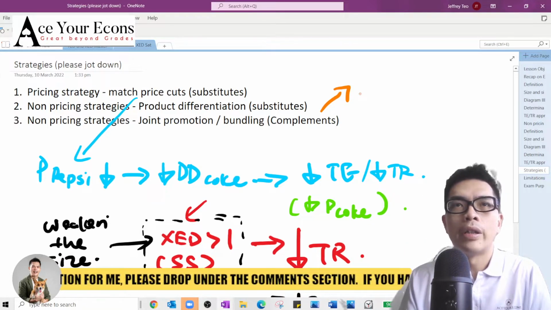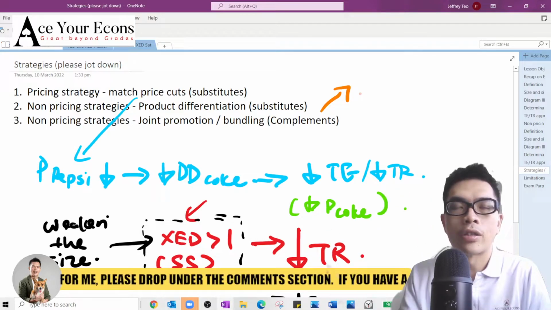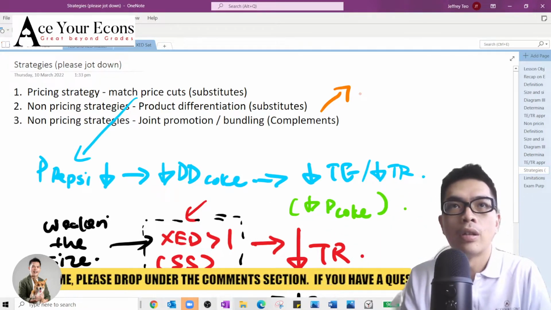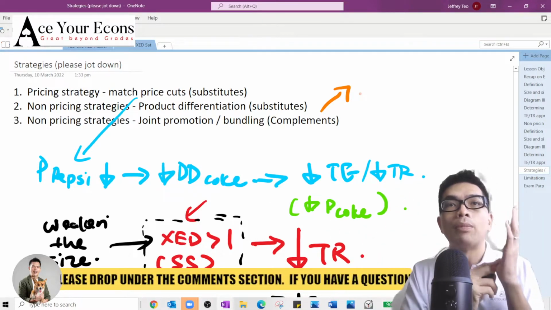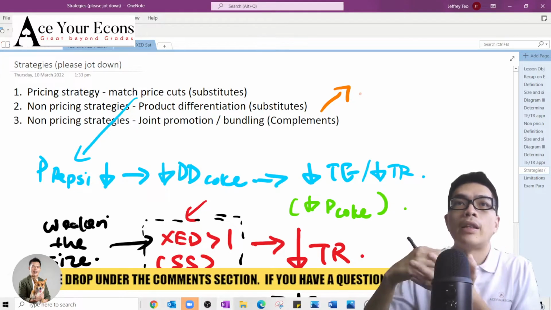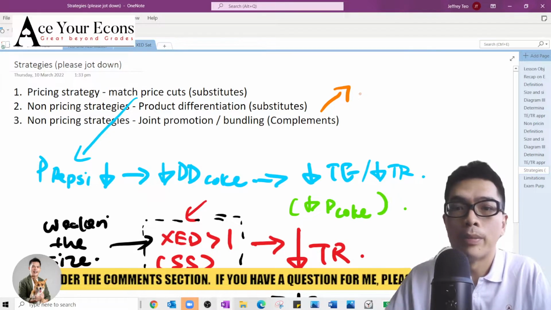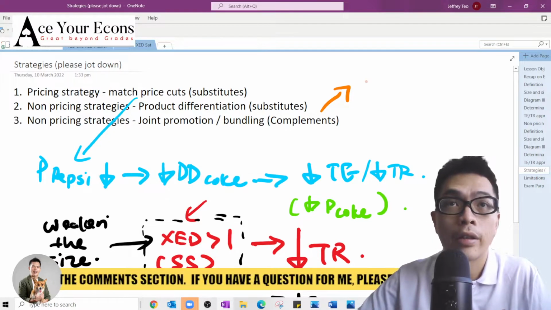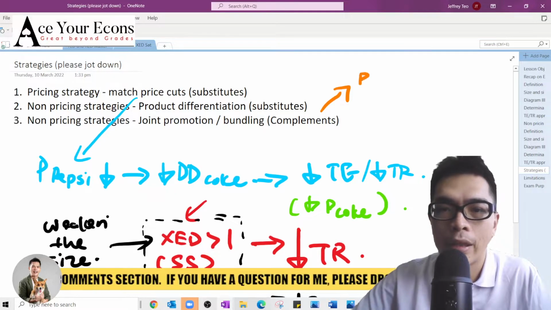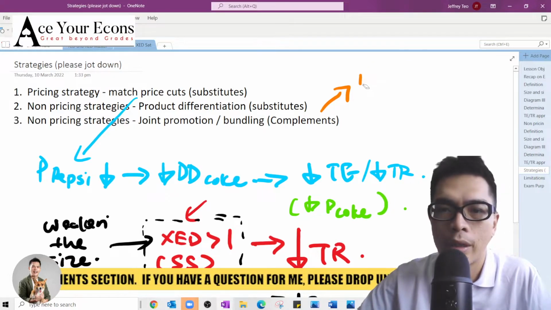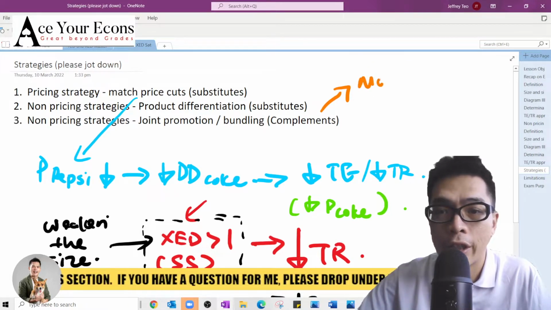Because these two are complementary goods, when they bundle up, they'll probably lower the price of one of the goods, and this will lead to an increase in demand for the other good. So complements is widely used. The correct term is called bundling. I think I mentioned that, but examples are in movie tickets.